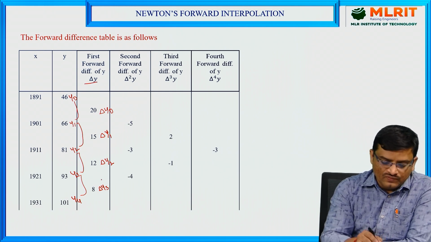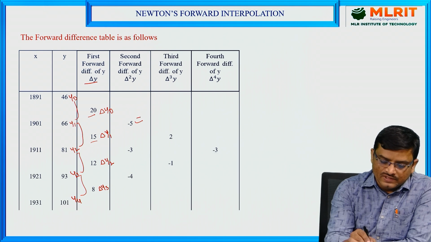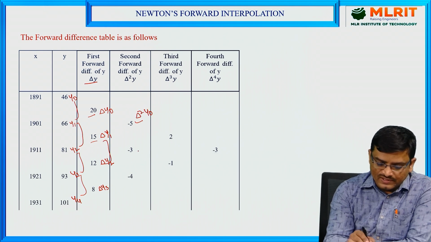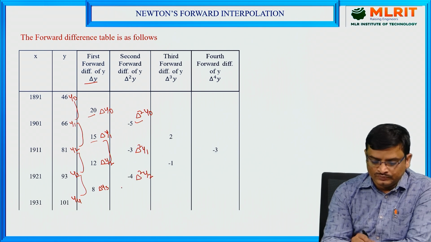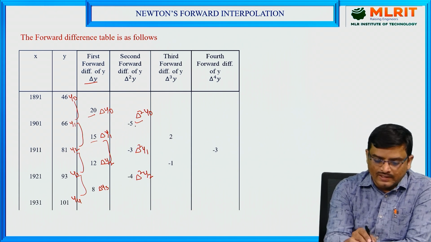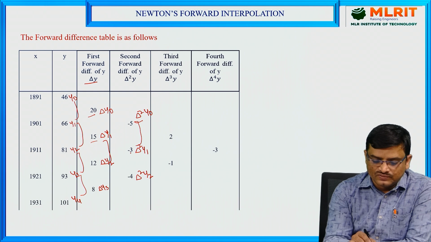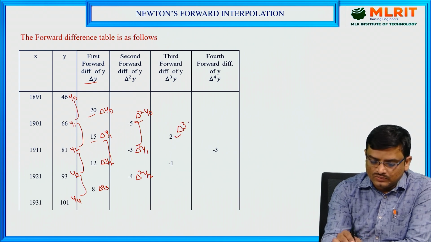And now once again you find out the differences of these values in the next column. So 15 minus 20, you will get minus 5, which is represented with delta square y0. And for the next two values, the difference is minus 3, so you may get negative values also, no need to worry about this. And 8 minus 12 is minus 4, this is represented with delta square y2. Next, go for the third forward differences of y by taking these two numbers, minus 3 minus of minus 5, you will get 2, which is represented with delta cube y0.